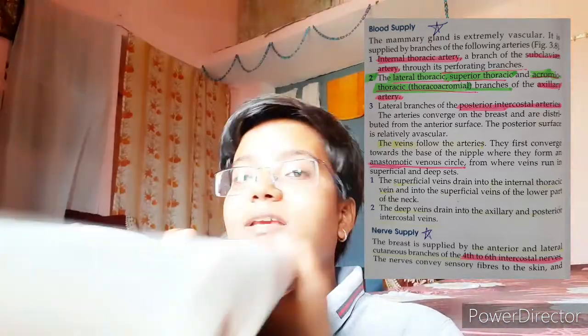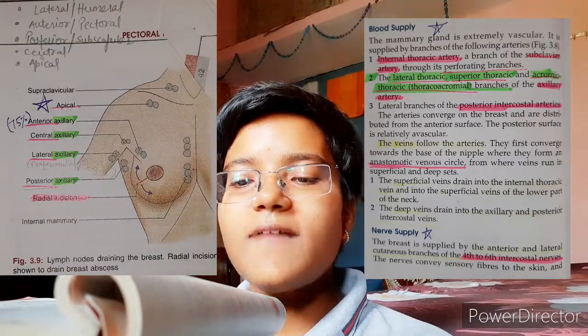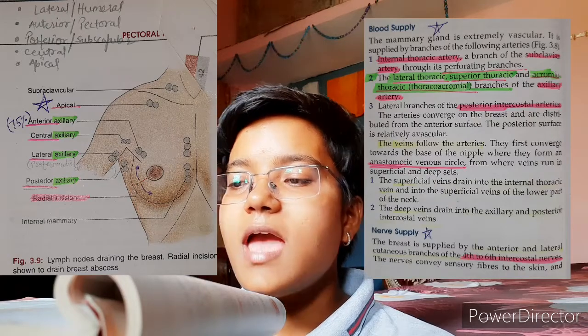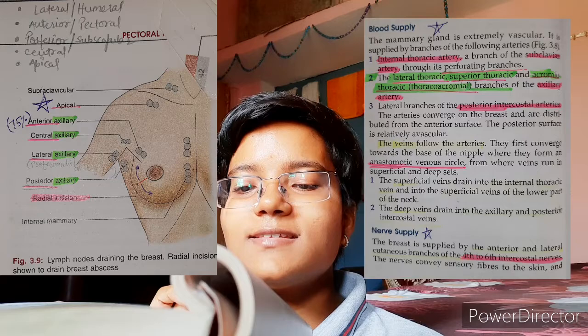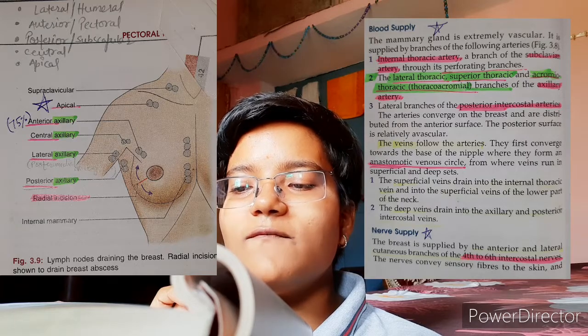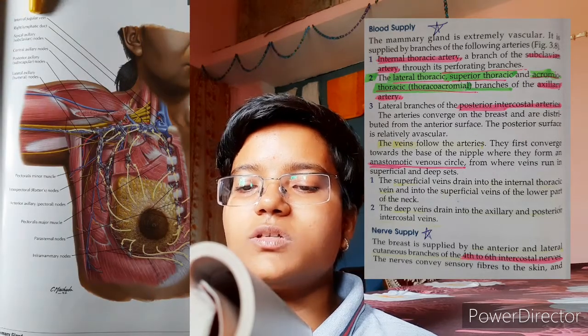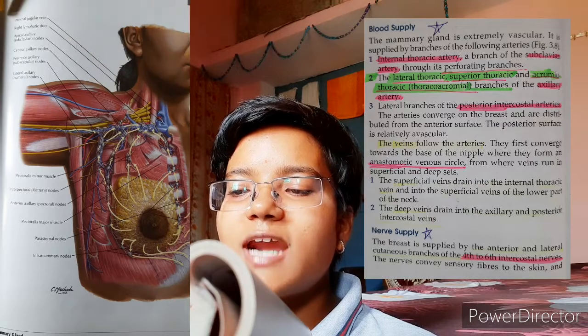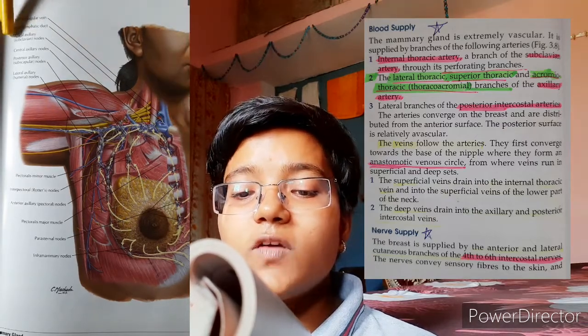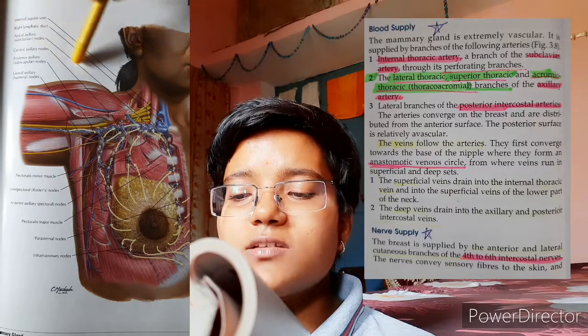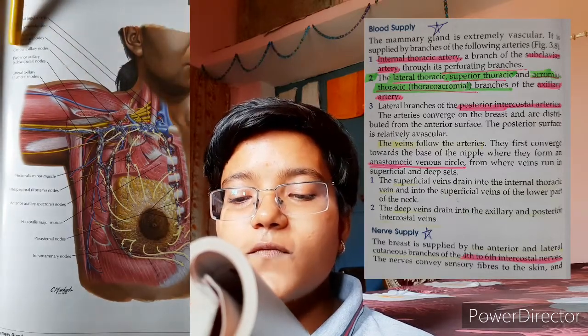Lymphatic drainage. Lymphatic drainage of the breast assumes great importance to the surgeon because carcinoma of the breast spreads mostly along lymphatics to the regional lymph nodes. The subject can be described under two heads: the lymph nodes and the lymphatic vessels. Lymph nodes. Groups of lymph nodes are shown in the figure. Lymph from the breast drains into the following lymph nodes.